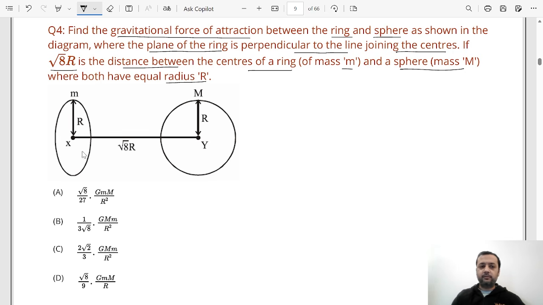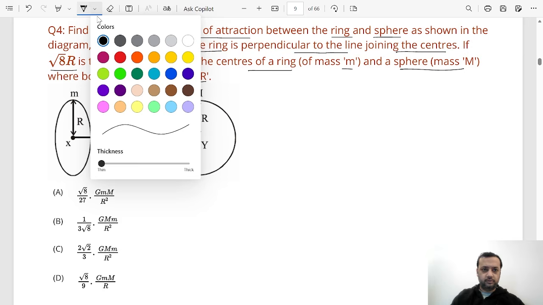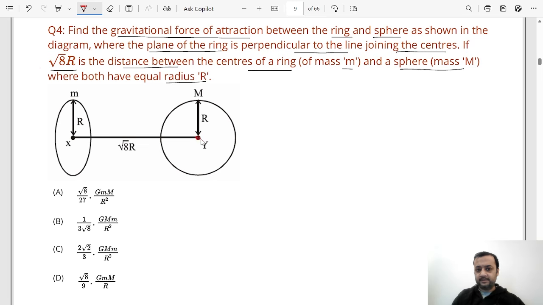A very simple technique would be to write the field of the ring at the center of the sphere and multiply that gravitational field with the mass of the sphere. Remember that we can treat the sphere like a point mass itself. You can imagine that the whole sphere is kept at its center for the purpose of finding the force, because the sphere can be replaced by a point mass. So effectively, we will write the gravitational field at y.